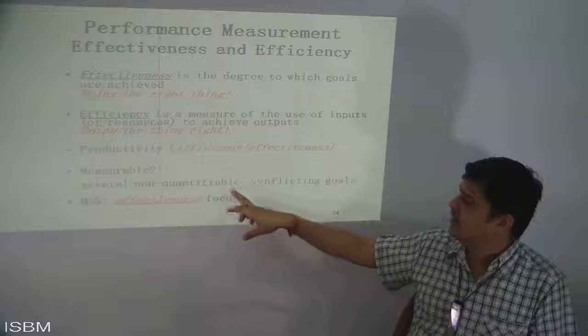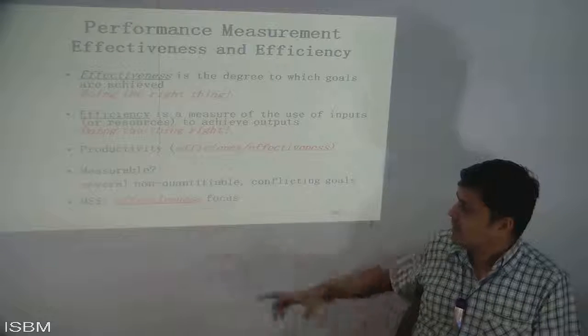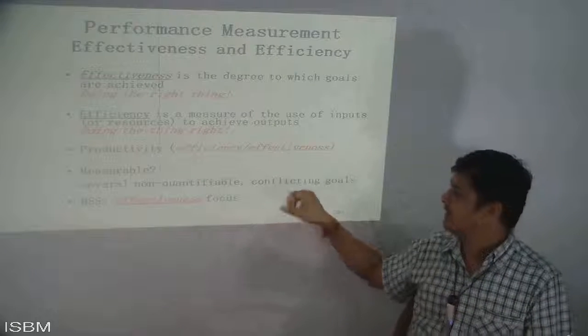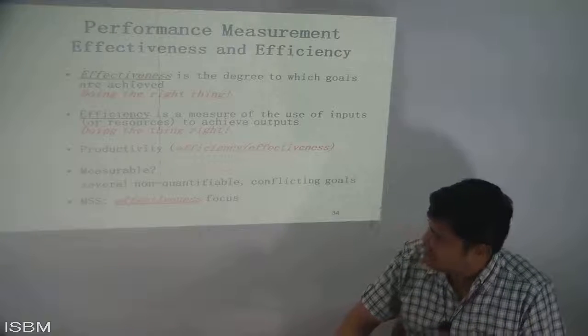Measurable, several non-quantifiable and conflicting goals. MSS has an effectiveness focus.